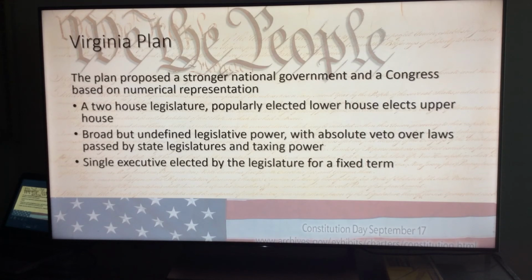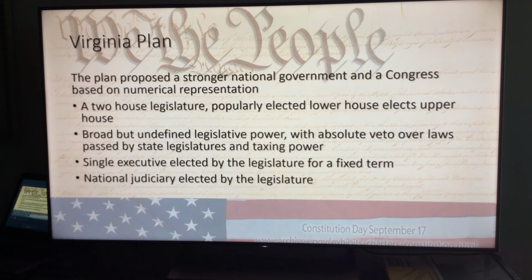So 1 president, 1 king, elected by the legislature. The legislature will look at who the executive will be and vote them in. So that's what the executive will look like. National judiciary, elected by the legislature. So a national judiciary that oversees national laws, elected by the legislature.